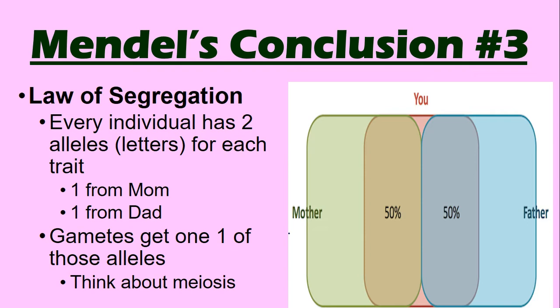The third conclusion Mendel had was called the law of segregation. The law of segregation says that every individual has two alleles, or letters, for each trait, one from mom, one from dad, and gametes get one of those alleles. Think about meiosis. In meiosis, you only get half the chromosomes of your body cells. That's because the other half will come from another gamete when fertilization happens. So it's going back to the idea that you get 50% of your DNA and traits from your mother, 50% from your father.